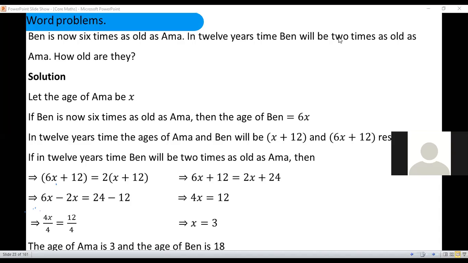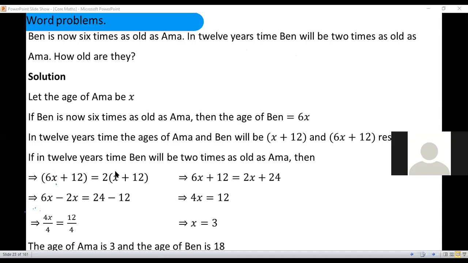Now let's consider the full statement. In 12 years' time, Ben will be 2 times as old as Amma. So in that 12 years' time, 2 times Amma's age is Ben's age in that 12 years' time. So you have 6x plus 12, that is the age in 12 years to come, and 2 times x plus 12.